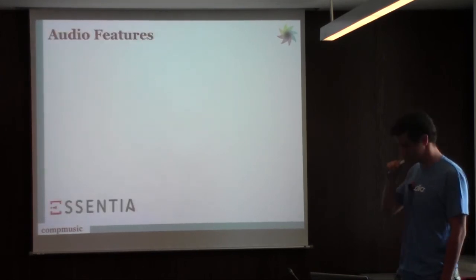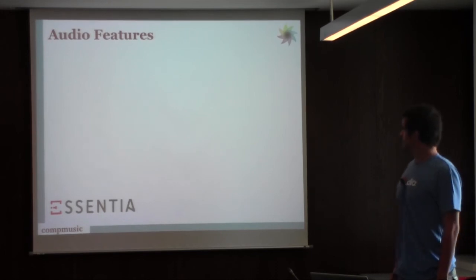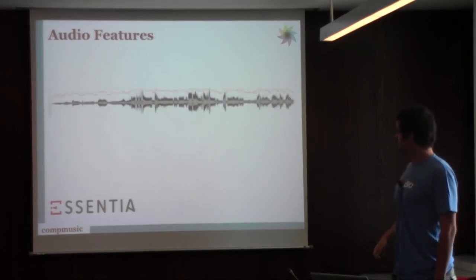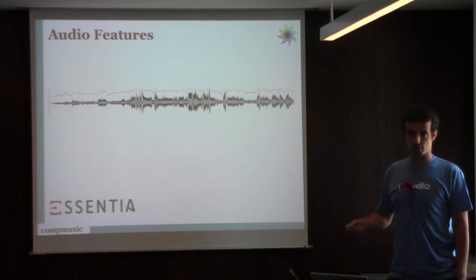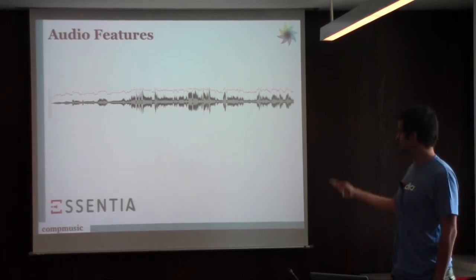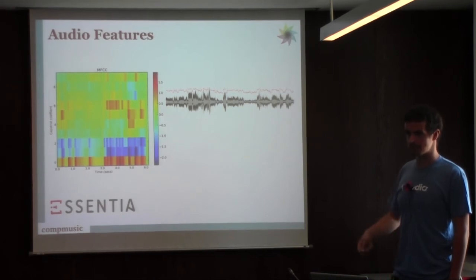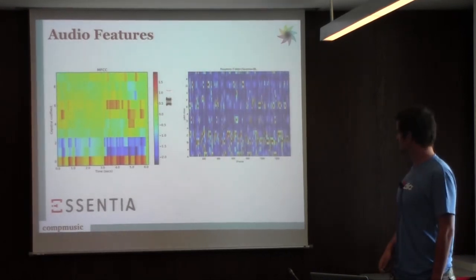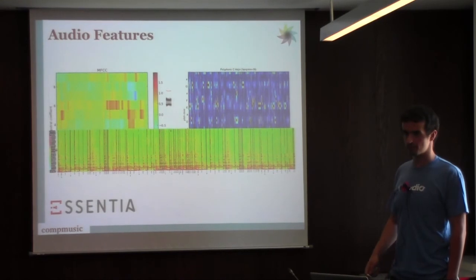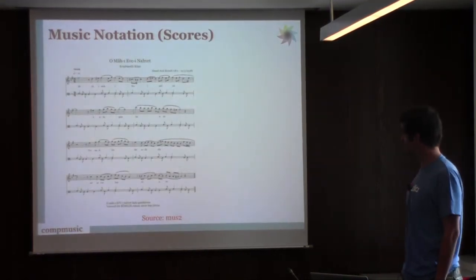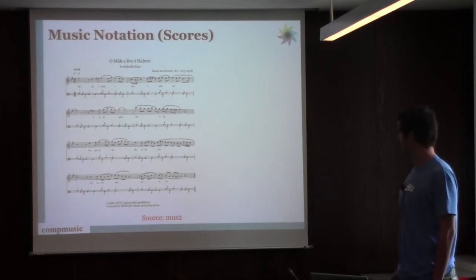Finally, for the other type of data types, for the audio features, we use a wide range of low-level audio features, starting from the amplitude, spectral features like the MFCCs, pitch class profiles, or even musical onsets. And finally, music notations or scores.